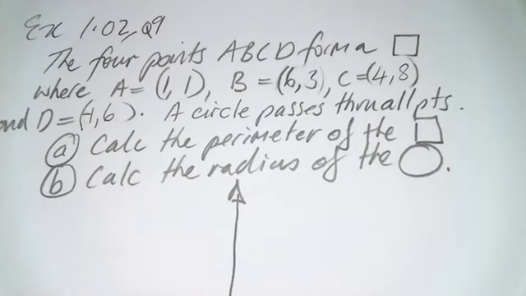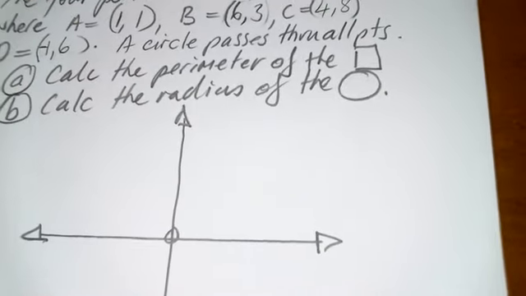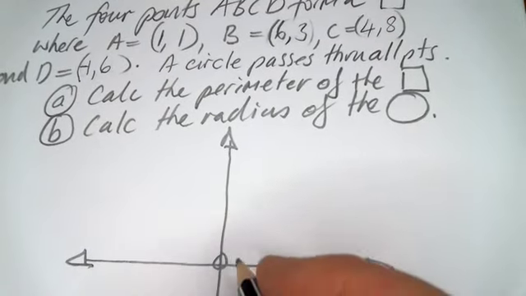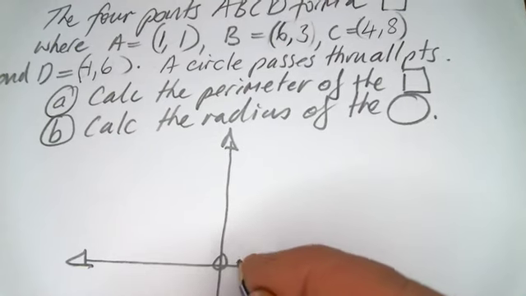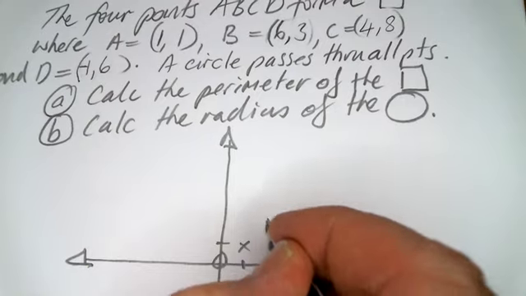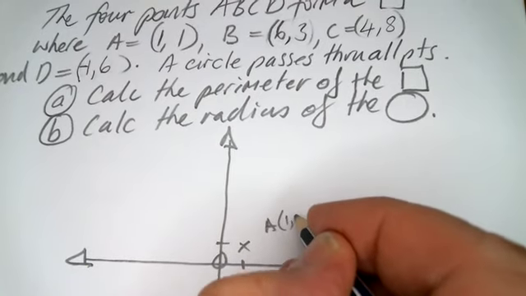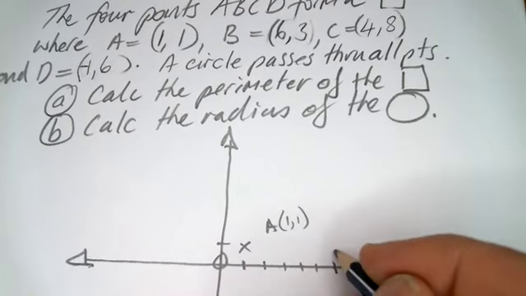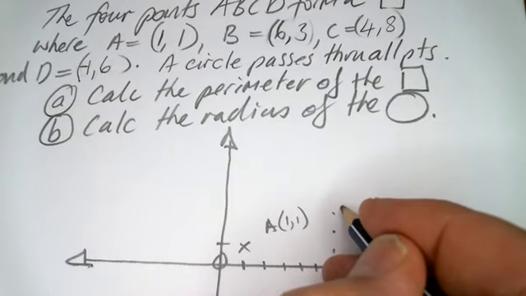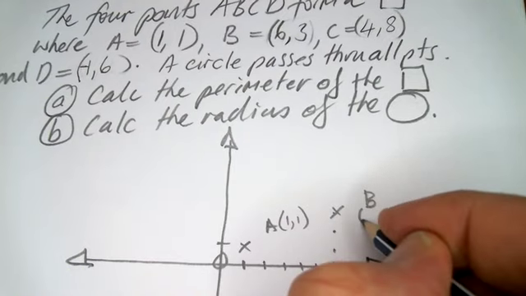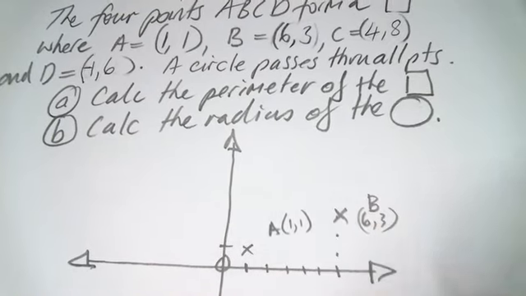So first thing I'm going to do is actually draw this thing. I'm not using a grid, so you'll have to bear with me a little bit. So A is 1 comma 1, so I'll put 1 comma 1 there. B is 6 along, so 2, 3, 4, 5, 6, and 3 up. So 1, 2, 3, and that's going to be B. That's 6 comma 3. So that's my B point.